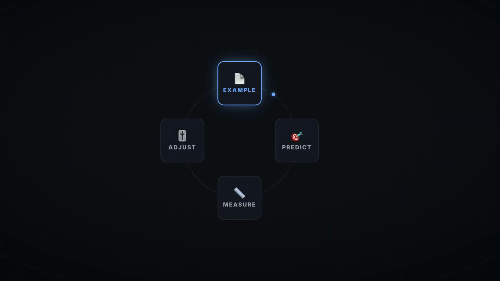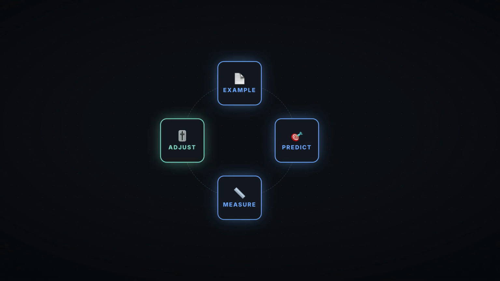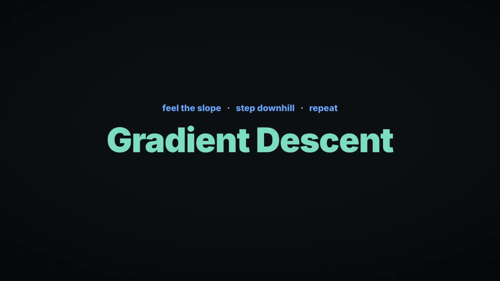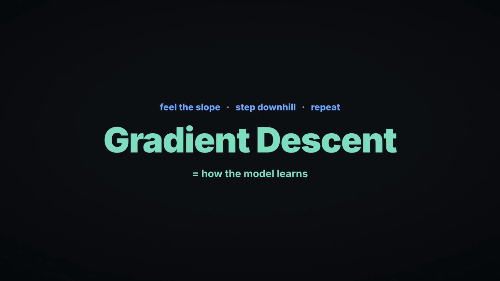Then you show the model another training example. It makes a prediction. You measure the error, you calculate the gradient again, you adjust all the dials again, a tiny amount. And you do this over and over, billions and billions of times. Each time the model gets a little bit less wrong. The cost goes down a little bit. It takes one more step downhill. This whole process, feeling the slope, stepping downhill, repeating, has a name. Gradient descent. That's literally how the model learns.